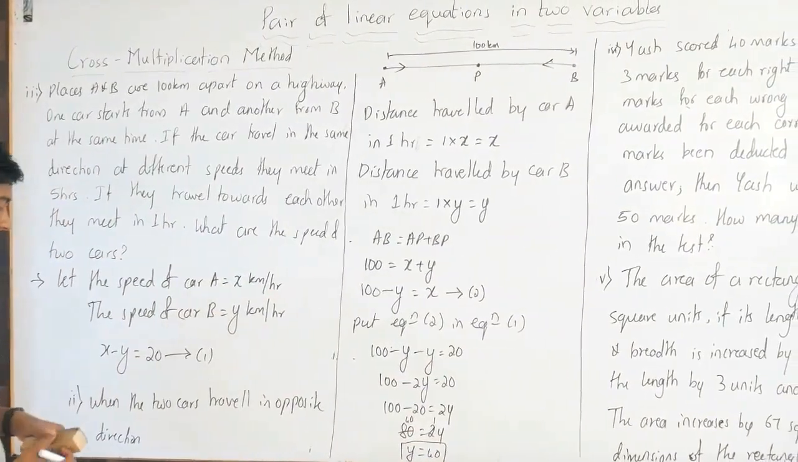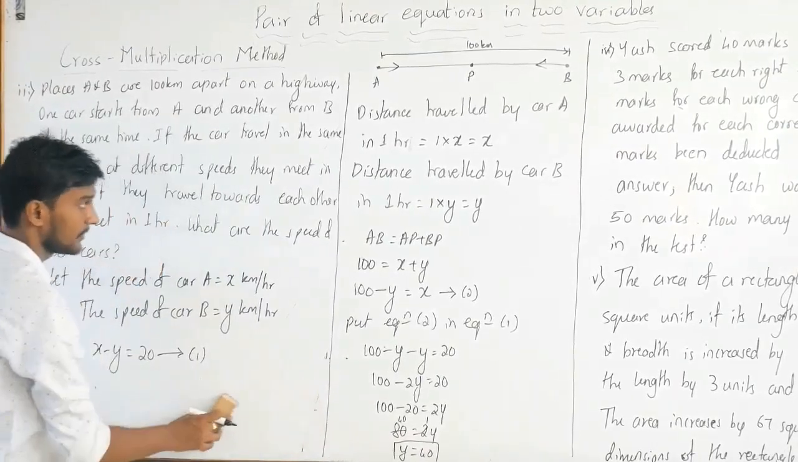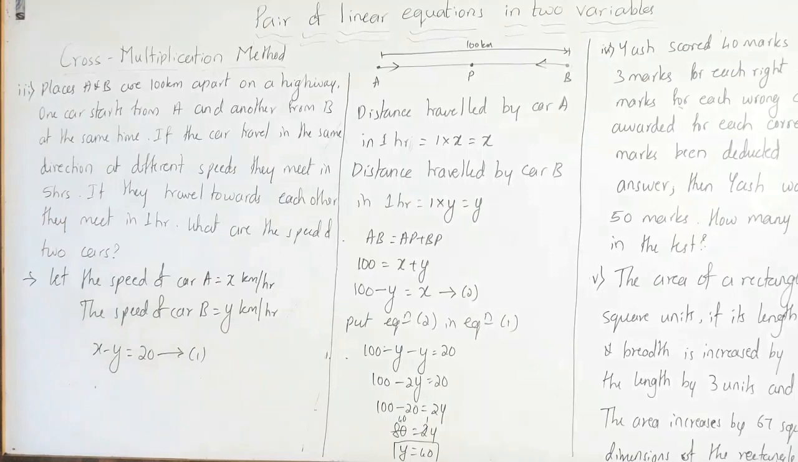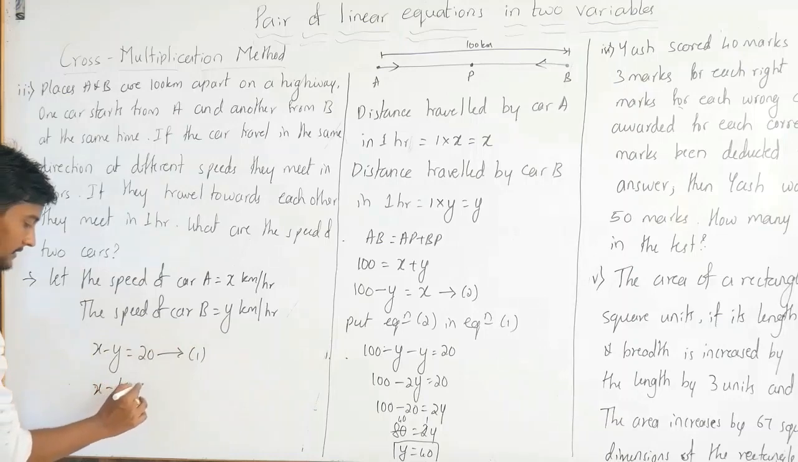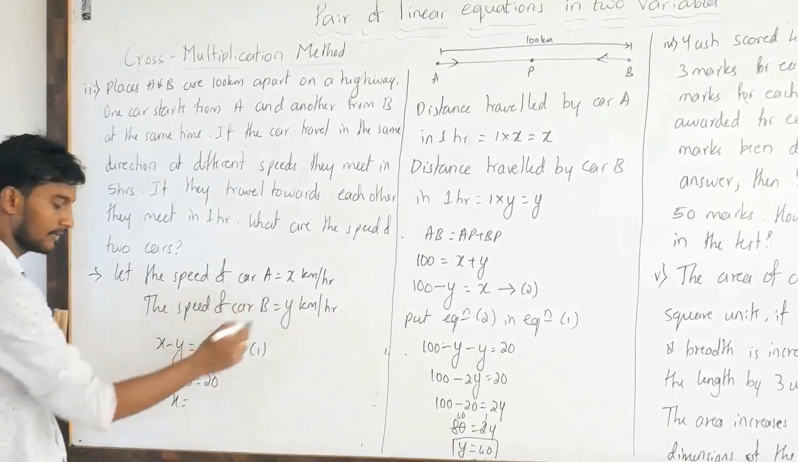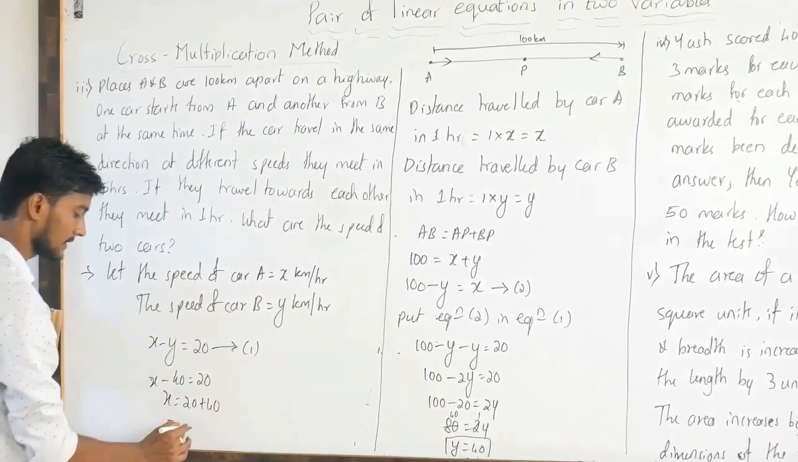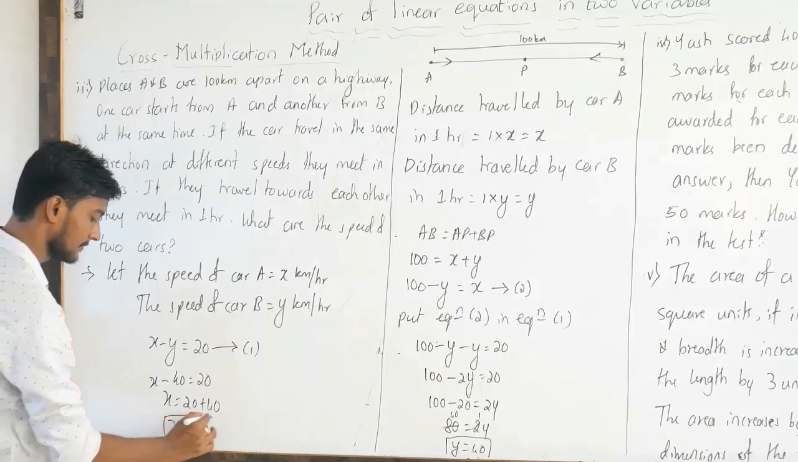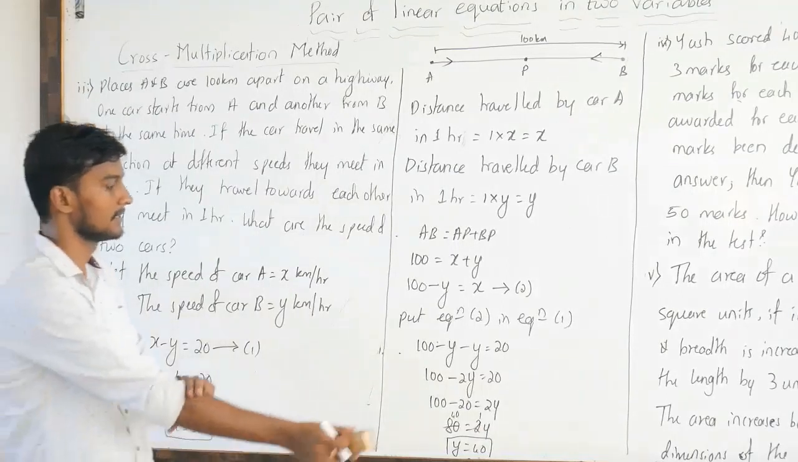That y value you have to substitute in equation number 1. So x minus y, how much did you get? x minus 40 is equal to 20. And x is equal to, if you take minus 40 that side, 20 plus 40. So x is equal to 60. The value of x is 60 and the value of y is 40.